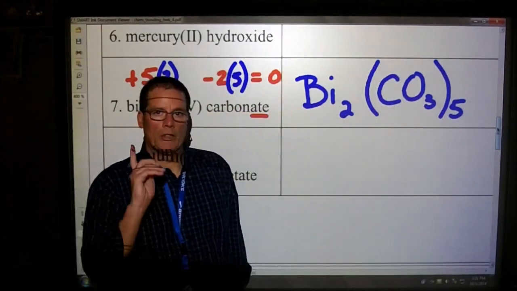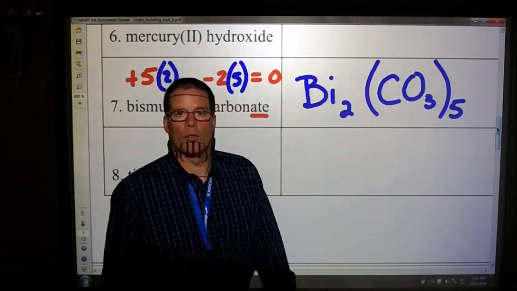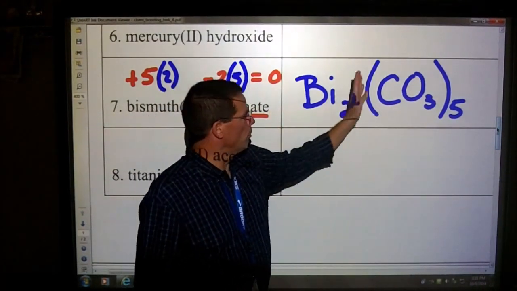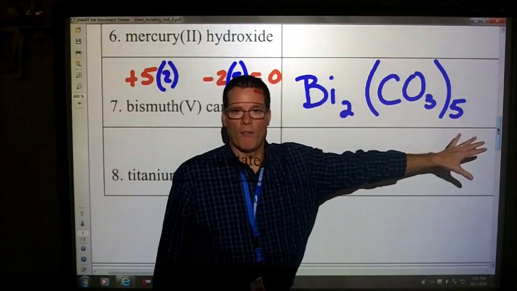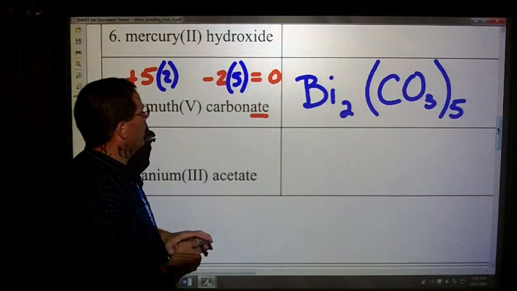Make sure and double check, can these be reduced down any further? The answer is no. So we have Bi2, parentheses CO3, parentheses 5. Why? Because we had to balance out the charges in this case.